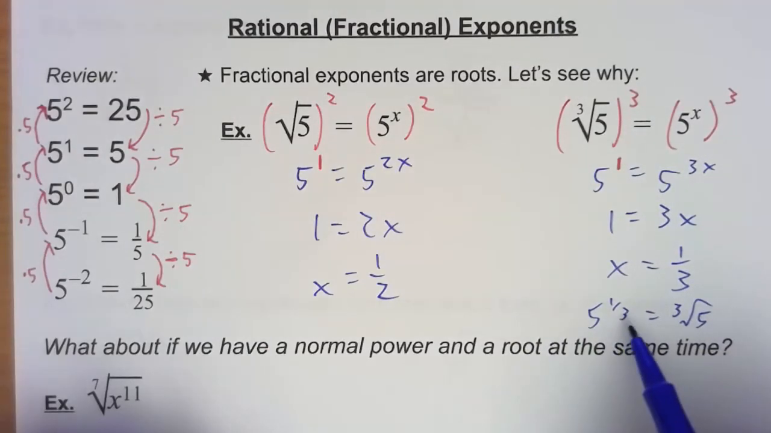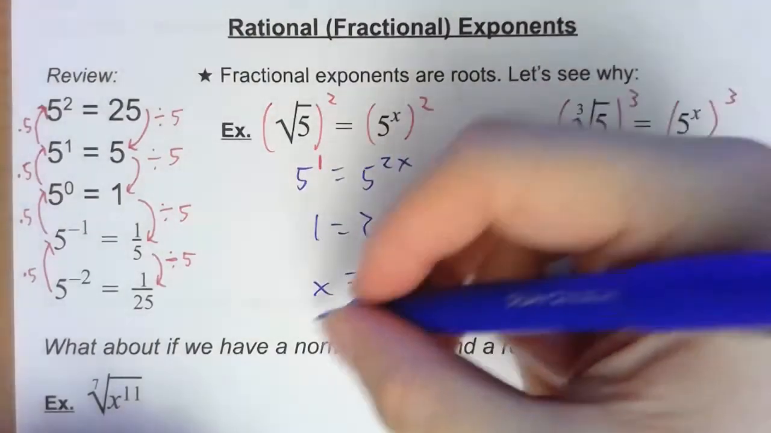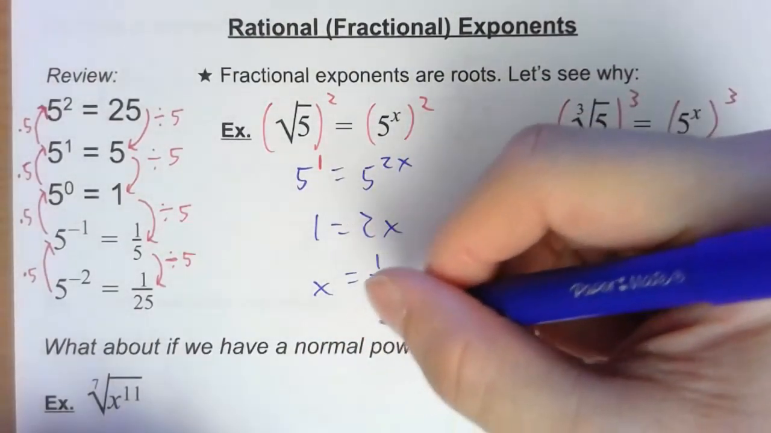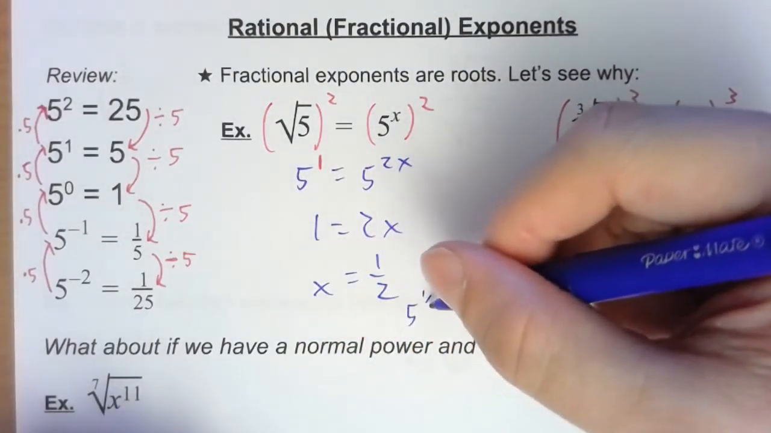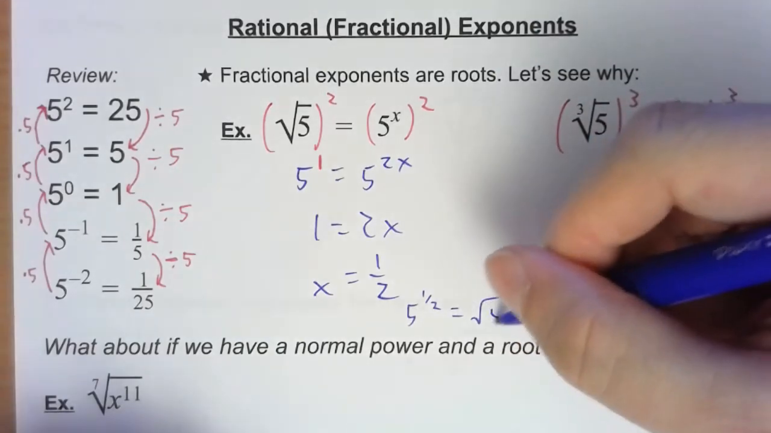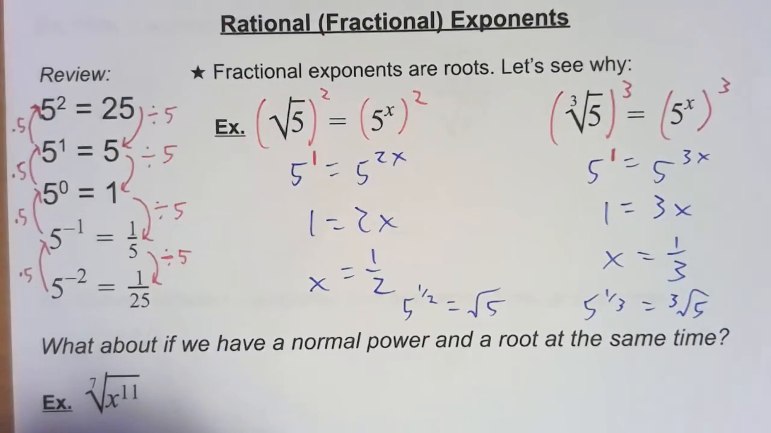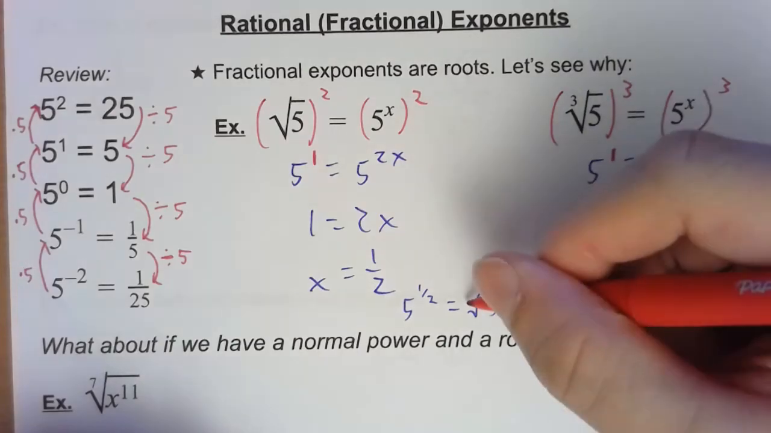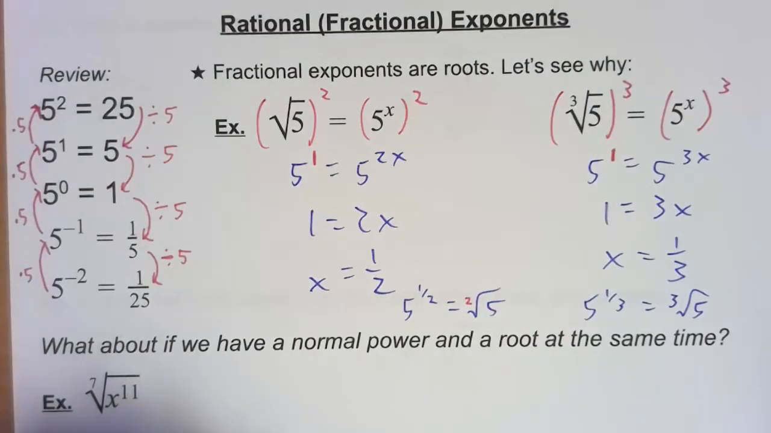Okay? So the denominator of the exponent there is the type of root that we have. So here, what we saw was that 5 to the 1/2 is the square root of 5. Right? So for a square root, it's kind of like there's an imaginary 2 that we don't see.